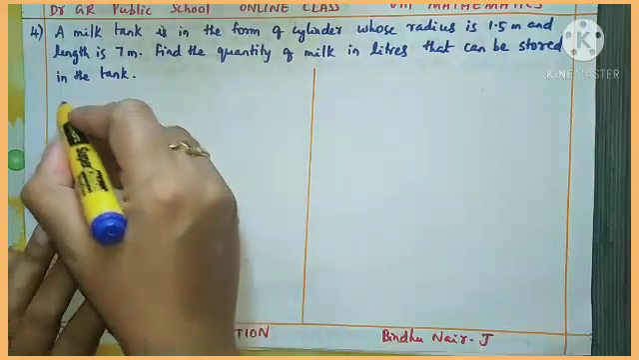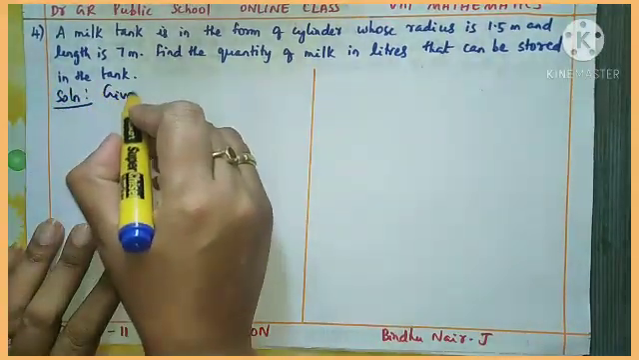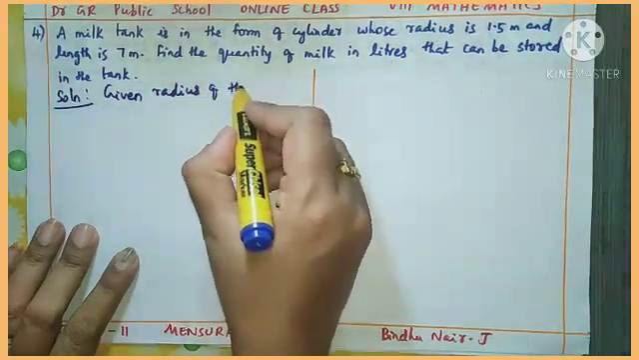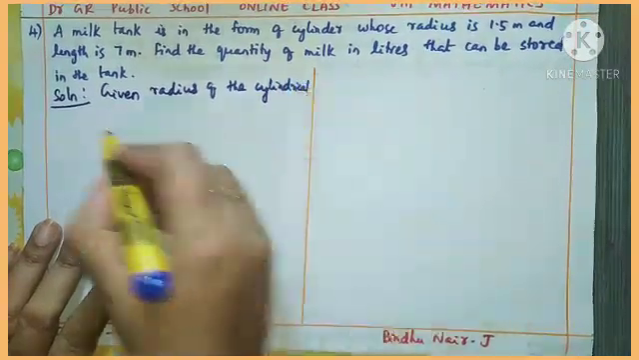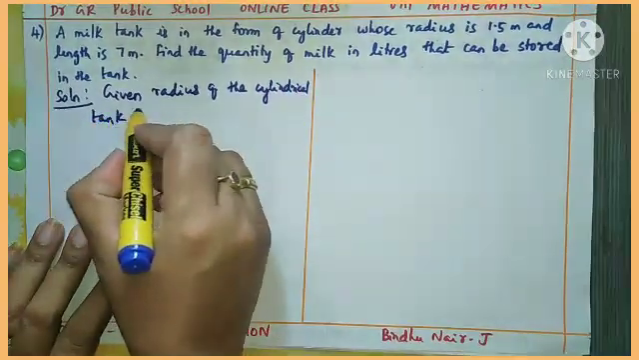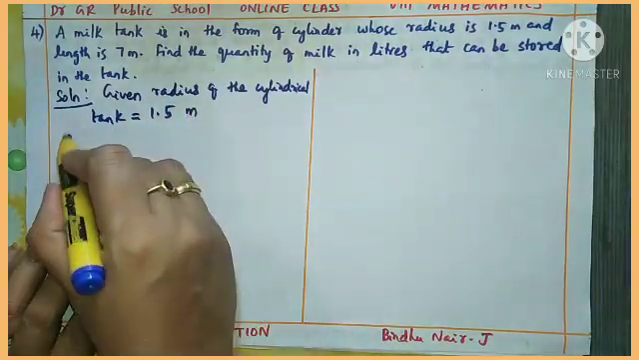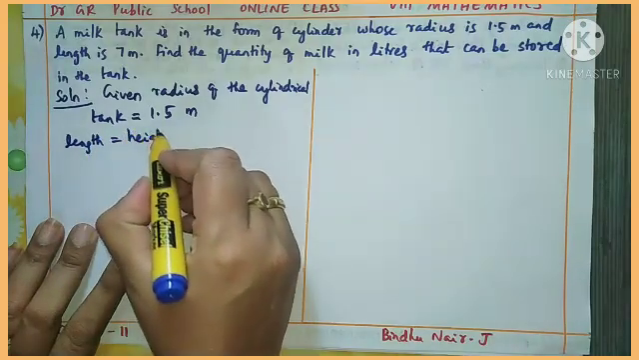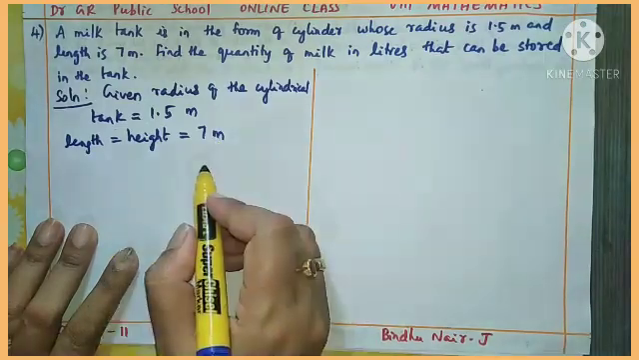So write all the given data here. Solution. So what are the things given? Given radius of the cylindrical tank. Radius of the cylindrical tank is equal to 1.5 meters. Also what is given? Length. Length refers to height here. So length is equal to height, that is given 7 meters.